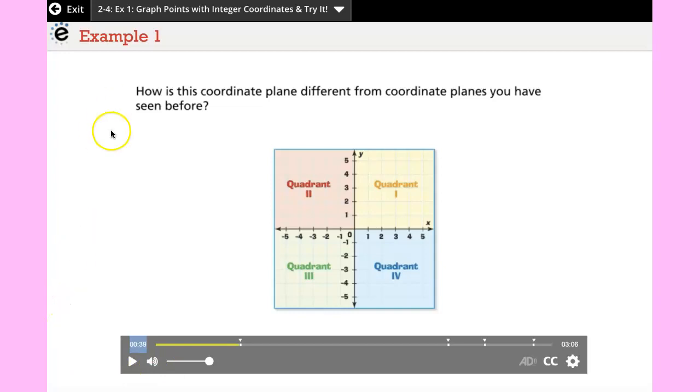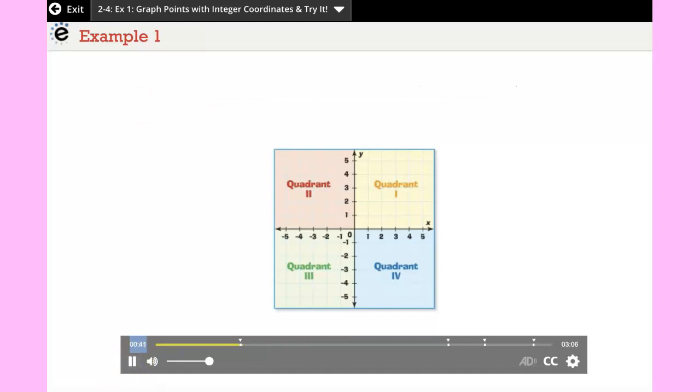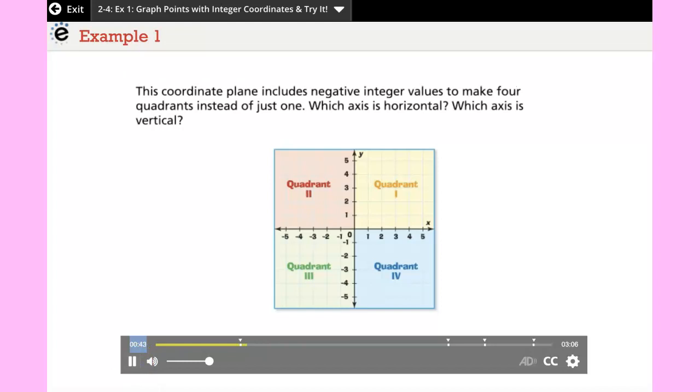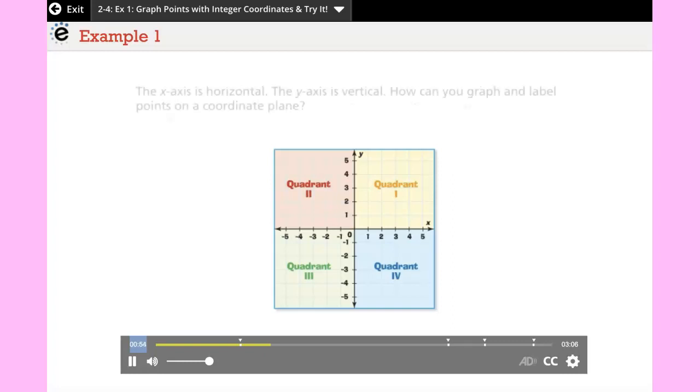So at this time, we pause the video, okay? And then we'll talk about how this coordinate plane is different from the regular coordinates that we have. This coordinate plane includes negative integer values to make 4 quadrants instead of just 1. Which axis is horizontal? Which axis is vertical? The x-axis is horizontal. The y-axis is vertical.